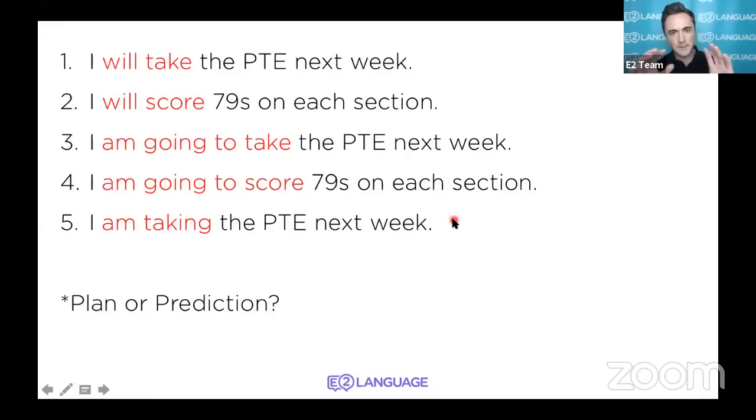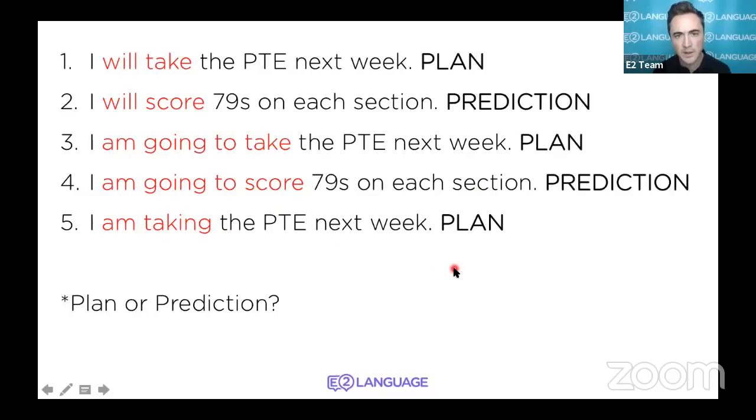All right, so let's just have a look at these sentences first. Number 1, I will take the PTE next week. I will score 79s on each section. I'm going to take PTE next week. I'm going to score 79s on each section. I'm taking the PTE next week. Plans or predictions? Well, number 1 is a plan. I will take it next week. Something I will do, it's a plan. I will score 79s on each section. This is a prediction. I'm predicting. I don't know. I'm hoping. I'm guessing. I'm estimating. Number 3 is a plan.